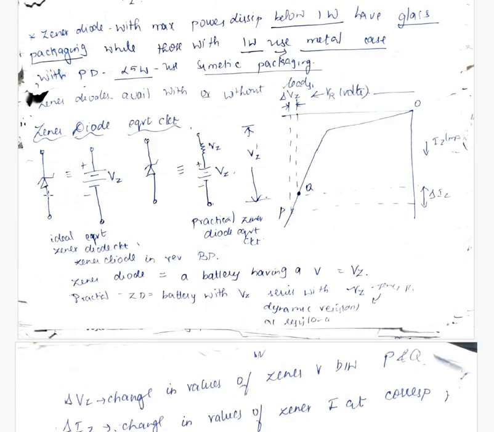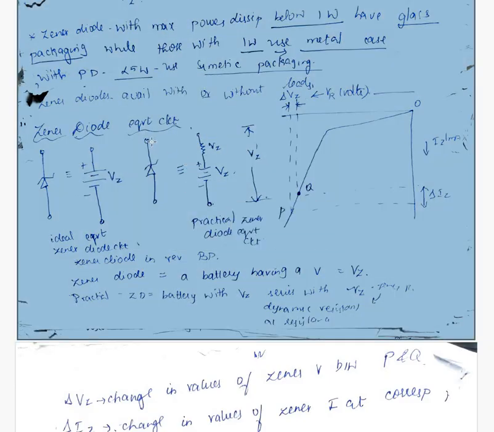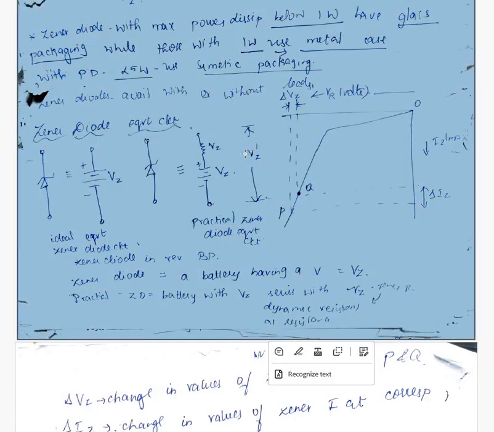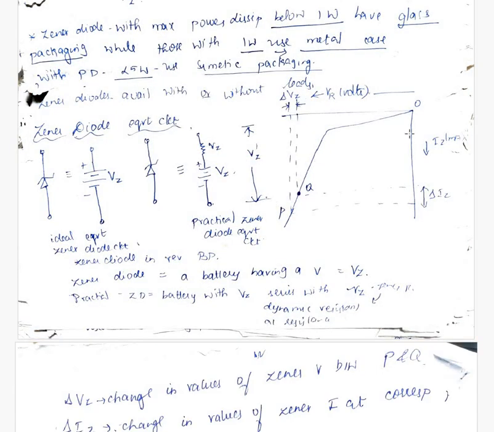Zener diode equivalent circuit. The ideal Zener diode is equivalent to a voltage source having voltage VZ. Practically there is also a resistance in series, which is RZ. So practically a Zener diode is equivalent to a voltage source with fixed voltage VZ in series with a resistance RZ. This total is called VZ dash. Practically there would be a small slope in the curve. Ideally, as voltage increases, current increases rapidly and it is a straight line, which means it does not have resistance. Practically, as voltage increases, current increases slowly.